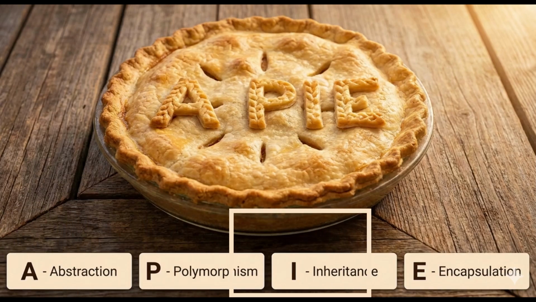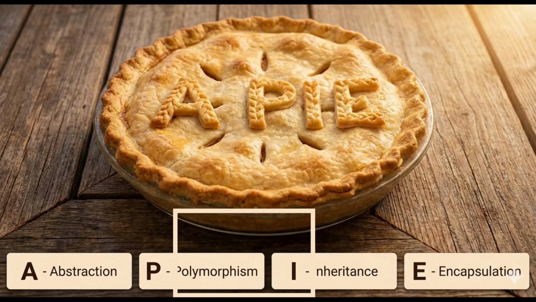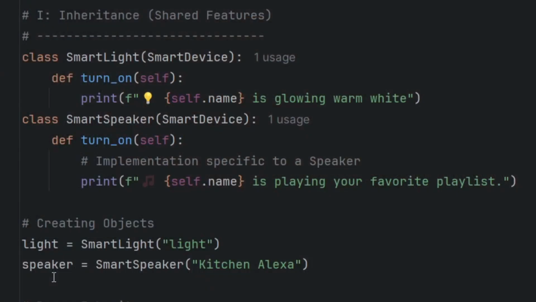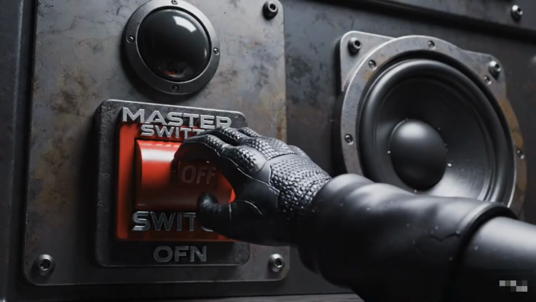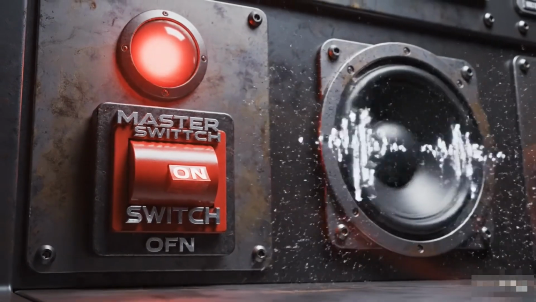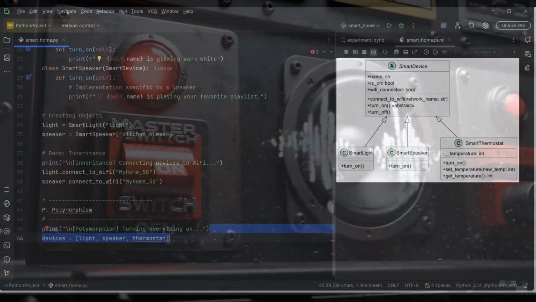As we have discussed inheritance, that leads us to P for polymorphism. Poly means many, morph means forms. So look at our turn on method. For a light, turning on means glowing. For a speaker, turning on means playing music. Polymorphism allows our main system to treat all the devices exactly the same.